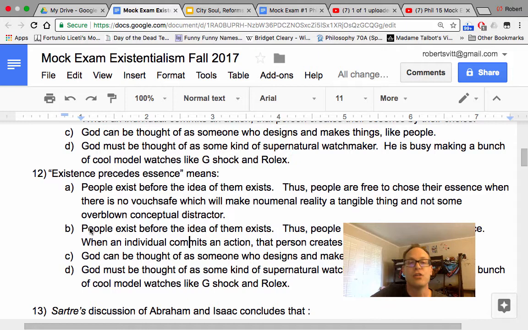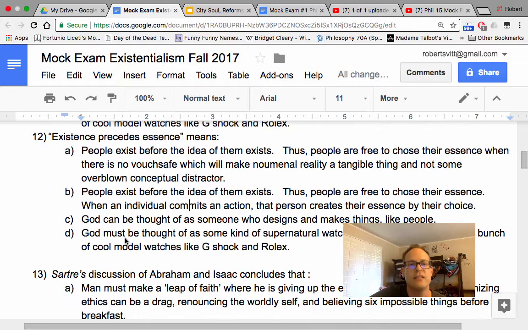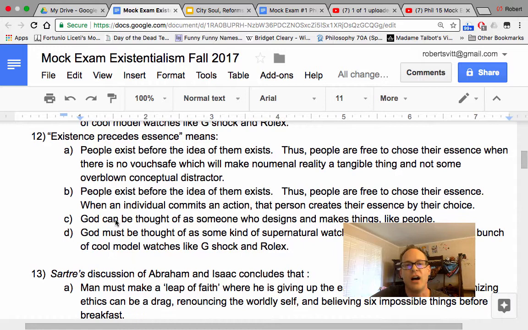But remember, it's multiple choice, so let's just make sure that C and D aren't something that we need to know. C, God can be thought of as someone who... Number 12 isn't asking about God. It's asking about existence and essence, so let's move on. D, God must be... Same thing, same objection, right? C and D are talking about God. It might relate to God, but the more straightforward answer there would be B, right?